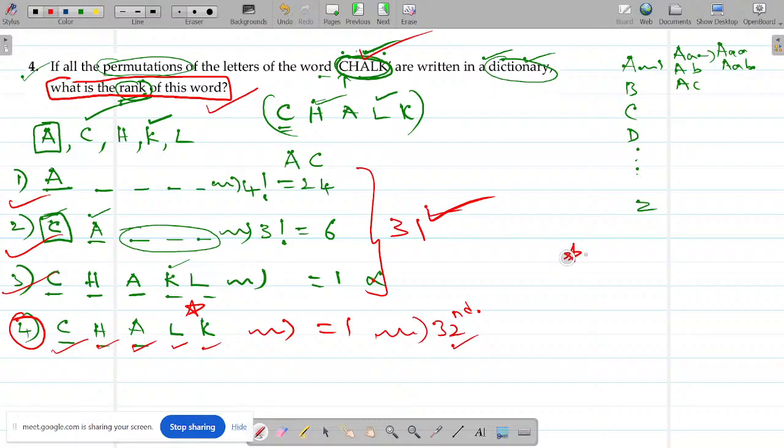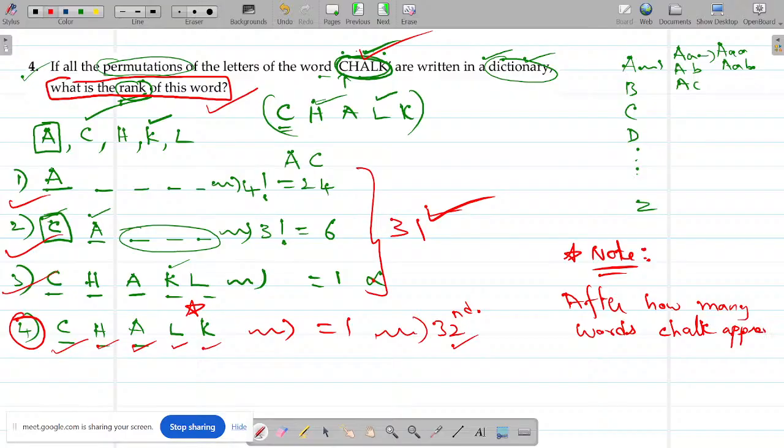So, I'll place a star mark. You can take it as a note. The question may be after how many words chalk appears. So, your answer here is going to be not 32, but 31. In this question, what is the rank of this word? So, it's 32. Yes, can you please make a note of it?